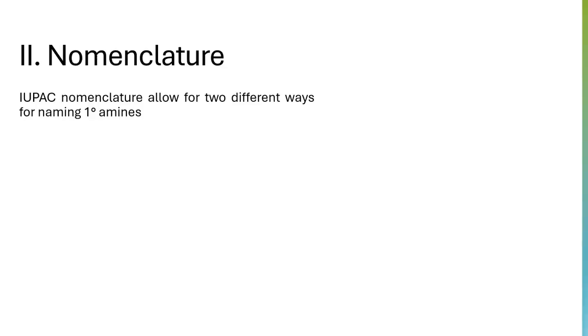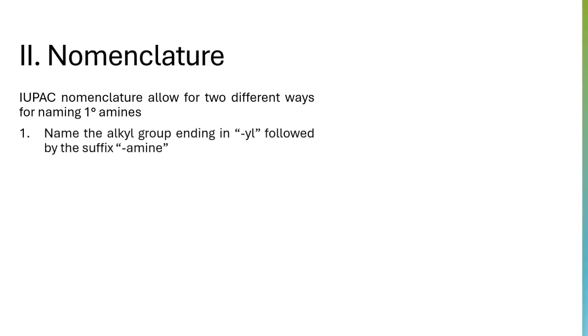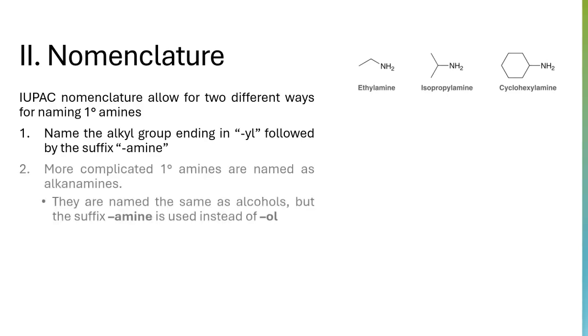2. Nomenclature. For IUPAC rules, there are two different ways for naming primary amines. 1. Name the alkyl group ending in -yl followed by the suffix amine: ethylamine, isopropylamine, cyclohexylamine. 2. More complicated primary amines are named as alkanamines. They are named the same way as we name alcohols, but we change the suffix to amine instead of -ol.